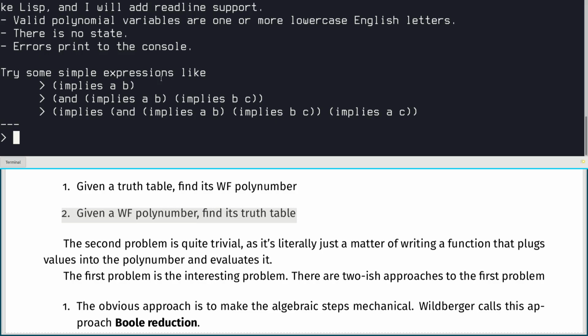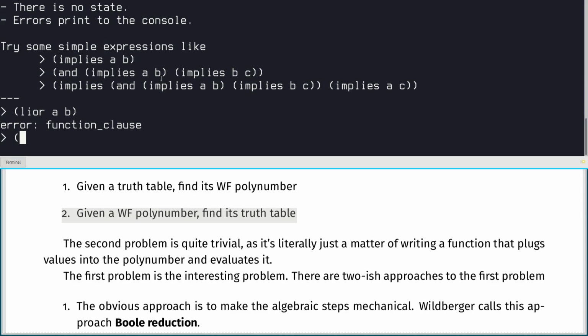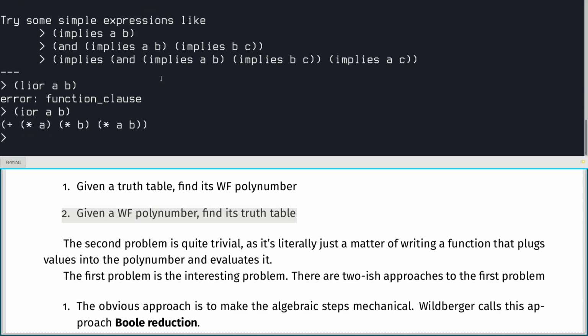Anyway. So let's do LIOR AB. Oh, it's IOR AB. There we go. So this is A plus B plus AB, but it's written as an S-expression. The way this works, these atoms inside are called WF characters, the products are called words, and the sums are called sentences. That's the terminology. And if you watch the podcast, you would know that.